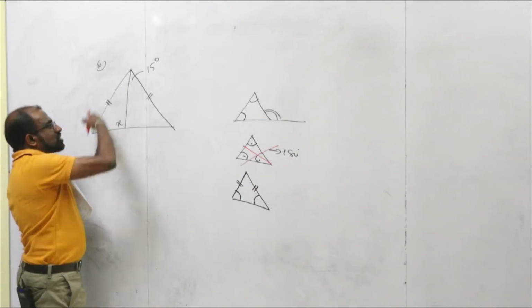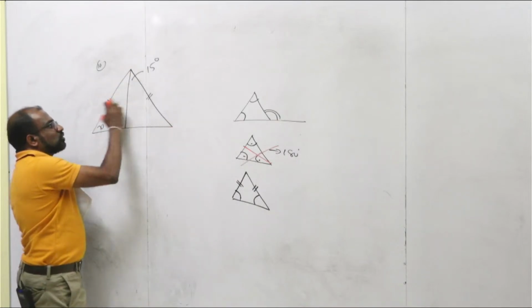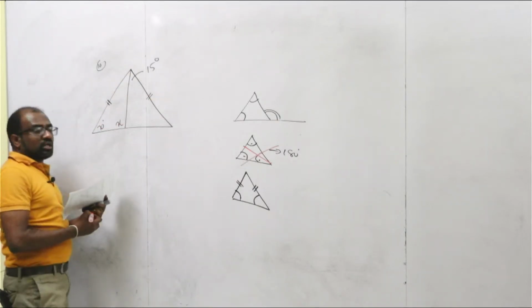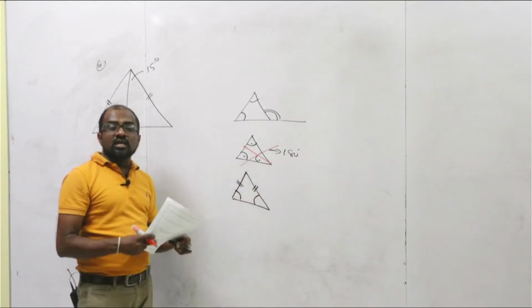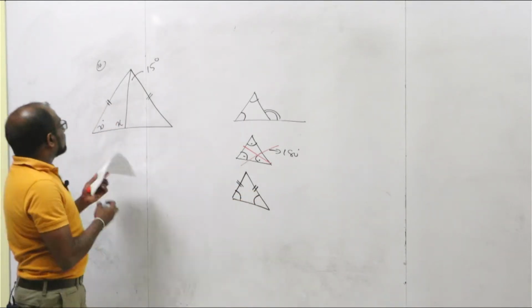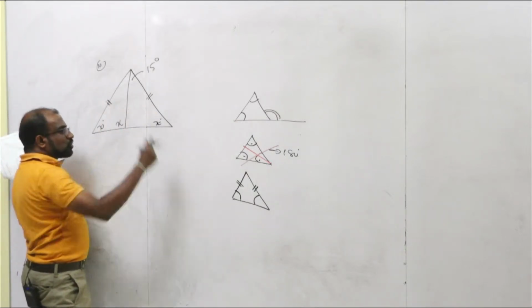Here you have an isosceles triangle, the larger one. Two sides are equal. If two sides are equal, angle facing those equal sides are equal, right? So if this angle is 70, this angle is also 70.